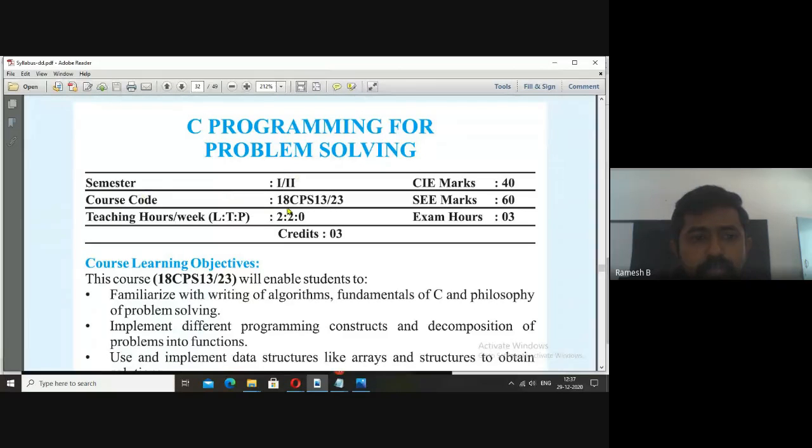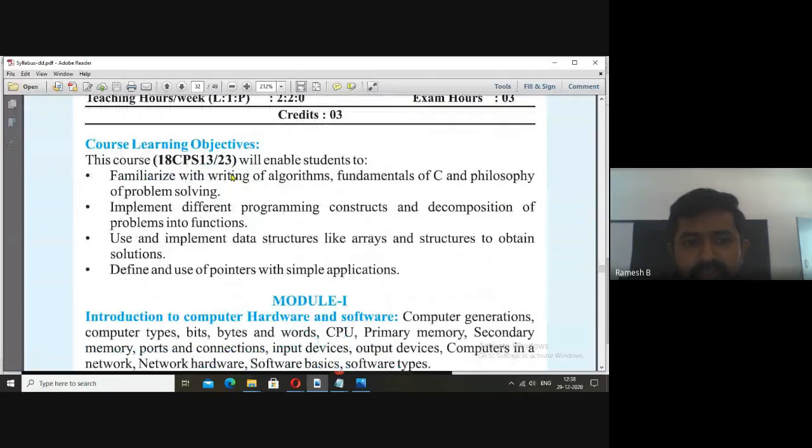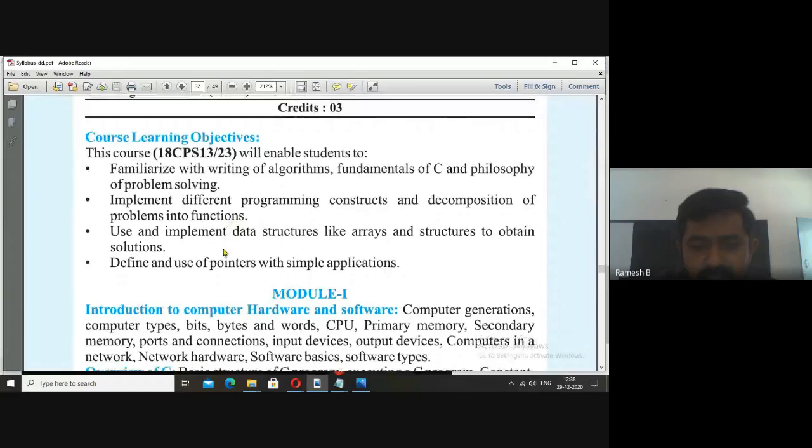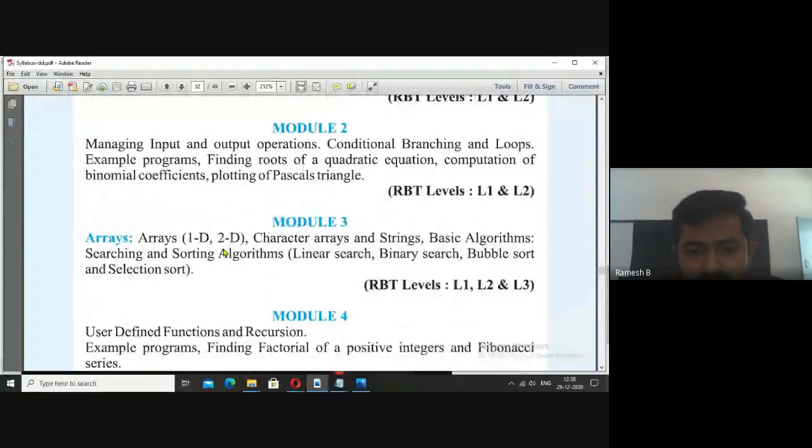So the subject code is 18CPS13 or 23. Here are the marks. At the end of this subject, you are going to learn these things: writing algorithms, fundamentals of C language, philosophy of problem solving, programming constructs, and decomposition of problems into functions. Now here you'll have 5 modules.